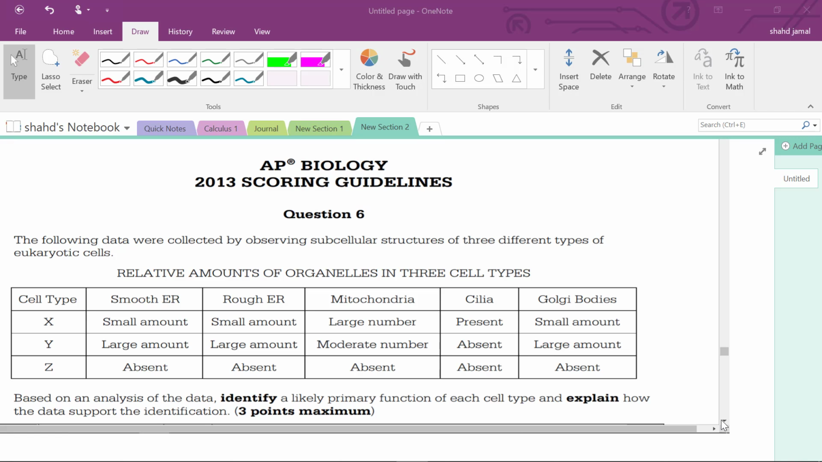Hey guys, so today we're going to be looking at a free response question from the 2013 AP Biology exam. This is question number 6, and it says that the following data were collected by observing subcellular structures of 3 different types of eukaryotic cells. They give you a table with the relative amounts of organelles in 3 cell types. Basically, what you're supposed to do is, based on an analysis of the data, identify a likely primary function of each cell type and explain how the data support the identification.